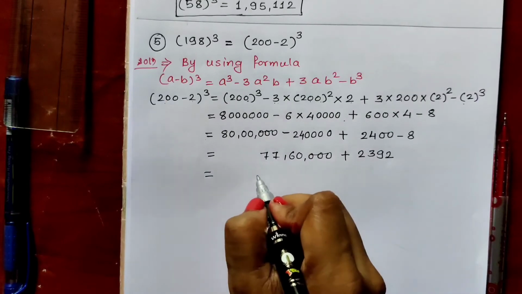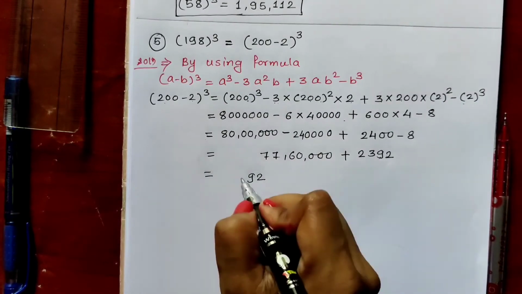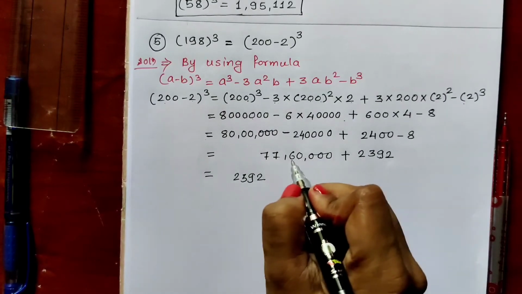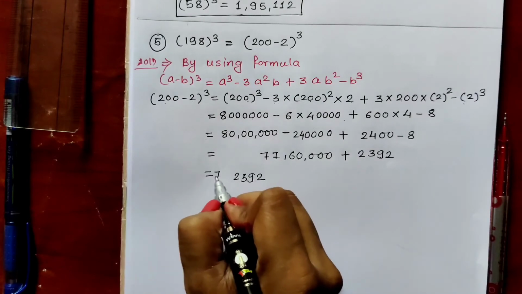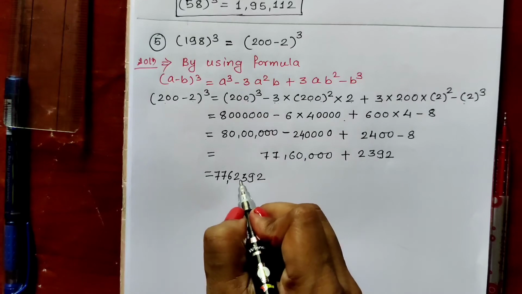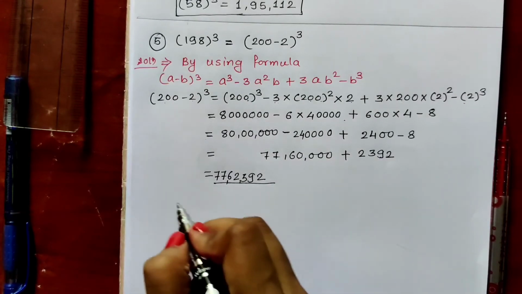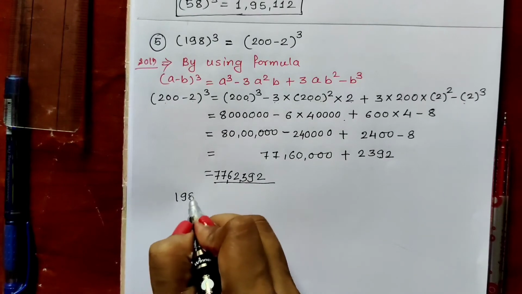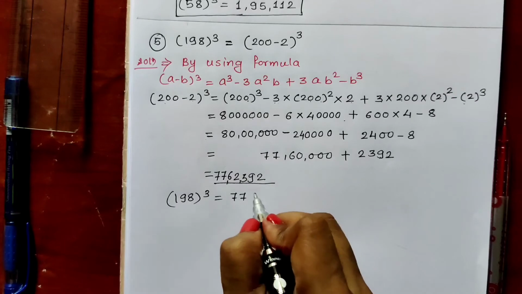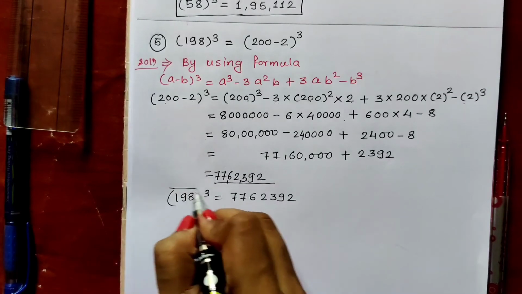2 plus 0 is 2. 9 plus 0 is 9. 3 plus 0 is 3. 2 plus 0 is 2. And then remaining these digits, 776. 77 lakh 62,392. So in this way, this answer we have got. This is the answer for 198 whole cube is equal to 7762392.